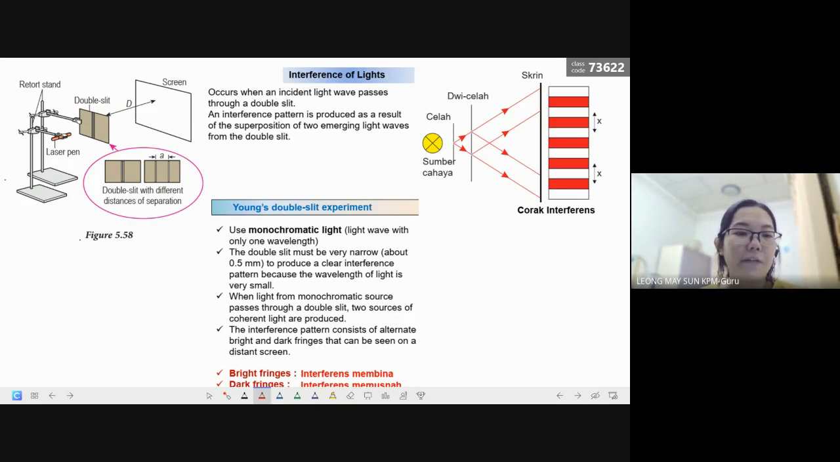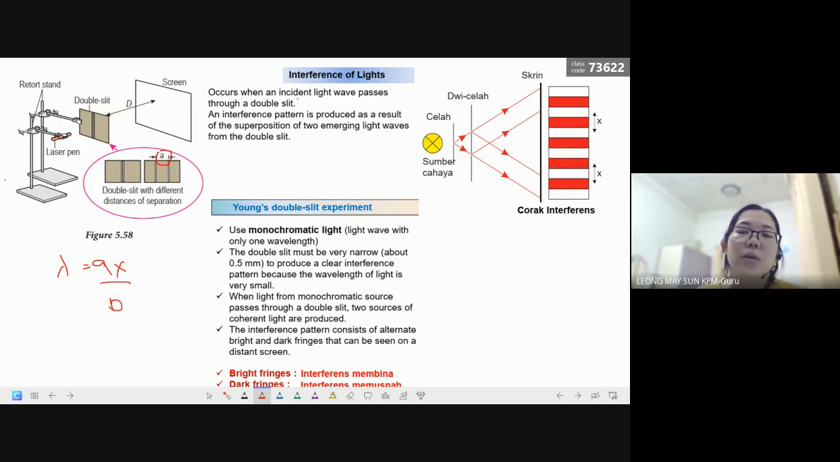Now, remember our formula: lambda equals ax over D. This a is the distance between the slits, from slit number 1 to slit number 2. Normally in experiments, in terms of apparatus, they will tell us the value of a.